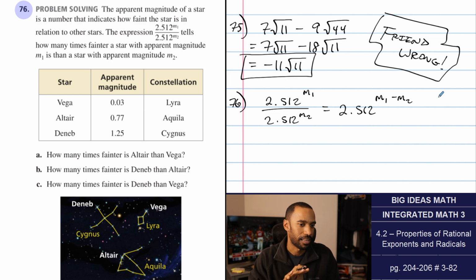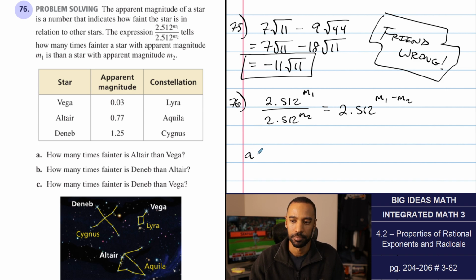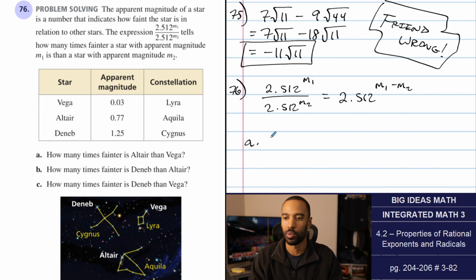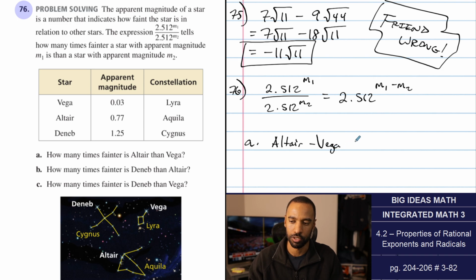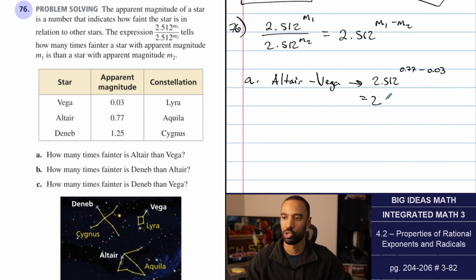We got the stars Vega, Altair, and Deneb with these magnitudes in these constellations. I don't know if the constellations matter, but they're the magnitudes. Part A, how many times fainter is Altair than Vega? Altair is fainter, so I think that's the M1. How much fainter M1 is than M2? So Altair to Vega is what we're doing here. We're going to be doing 2.512 to the 0.77 minus 0.03 power, or 2.512 to the 0.74 power. That's what we're going to look at.